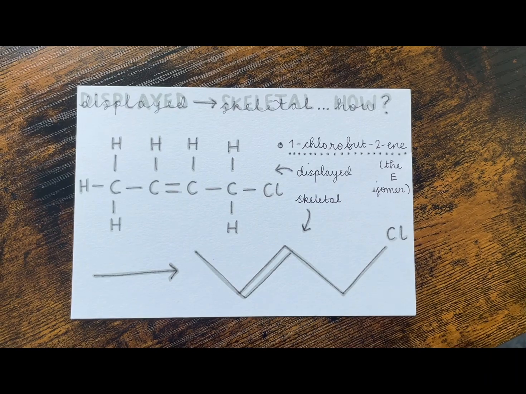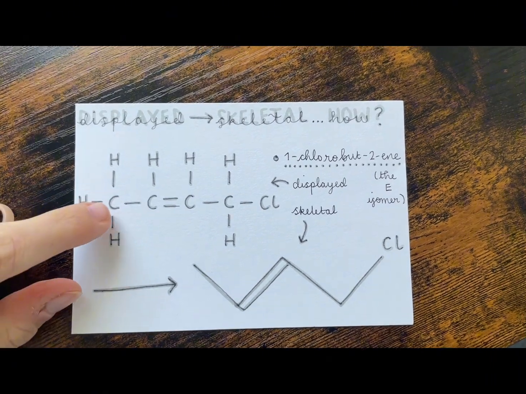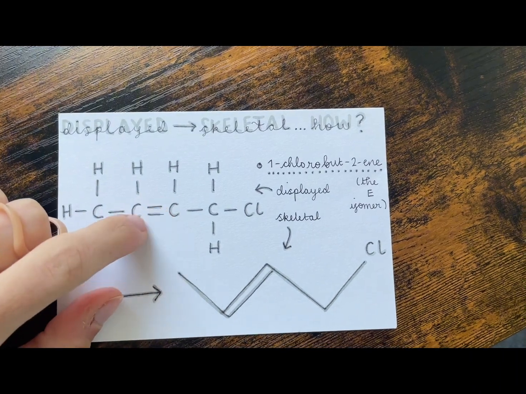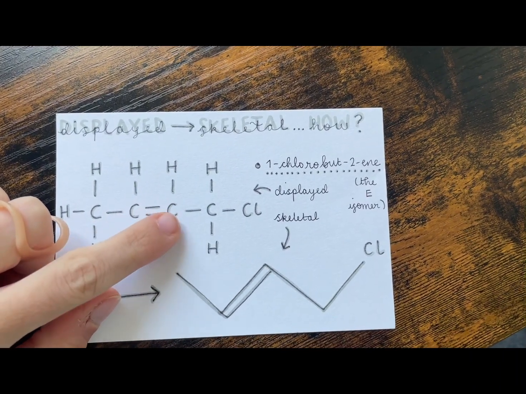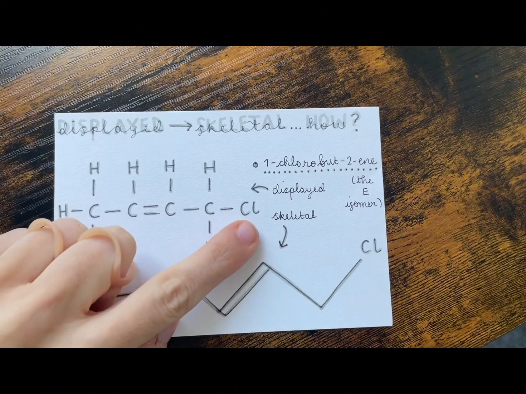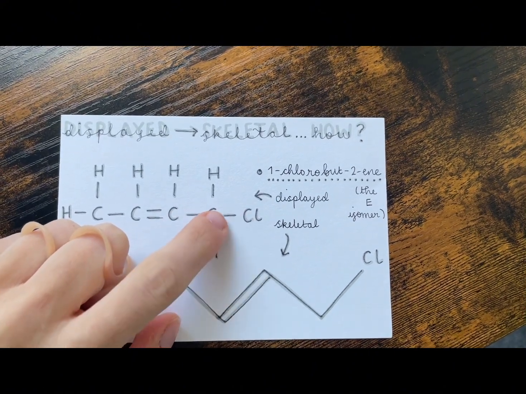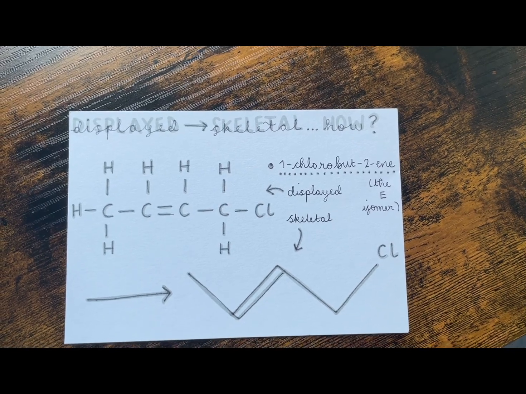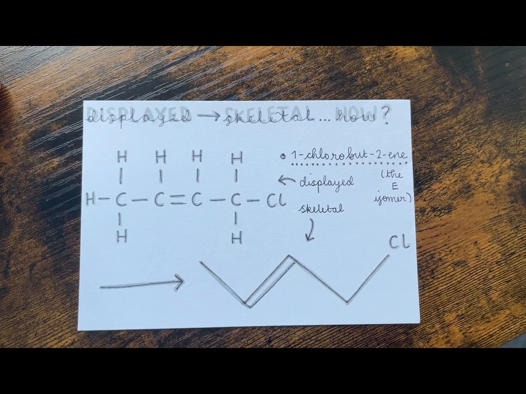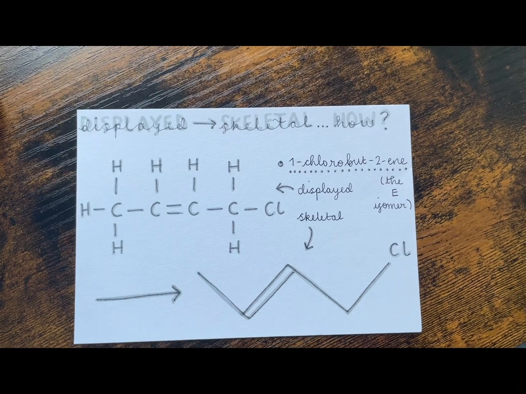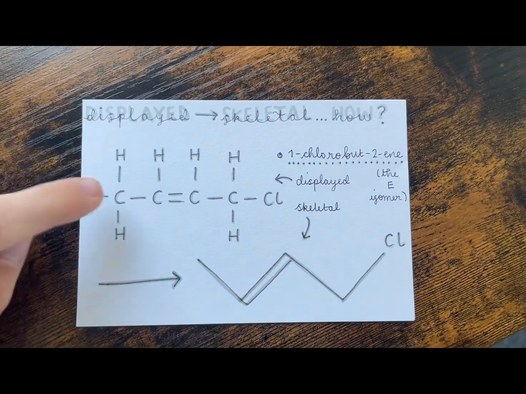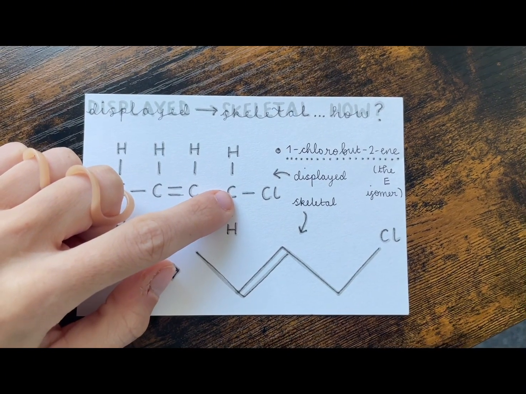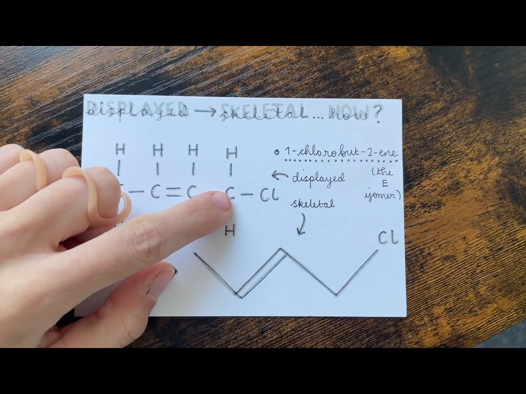So let's see how I applied those 4 rules to the example overleaf. From my displayed formula, I could see that I had 4 carbon atoms in my chain. I can see that there is a carbon-carbon double bond between the middle 2 carbons, and then on the end carbon on the right hand side I have a chlorine atom, and I named this 1-chlorobutene. Now in order to turn that into skeletal, the first thing I need to know are how many carbon atoms are in my longest chain. 1, 2, 3, 4. And that then dictates the length of the zigzag line that I draw.